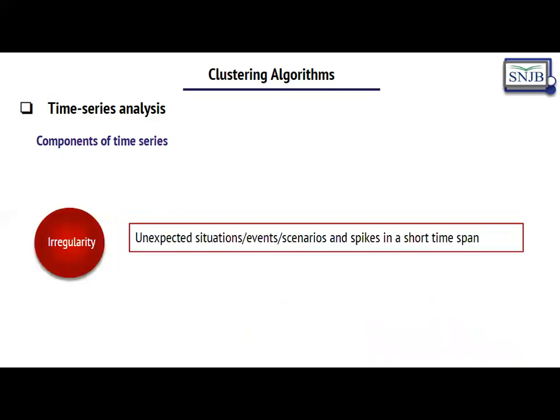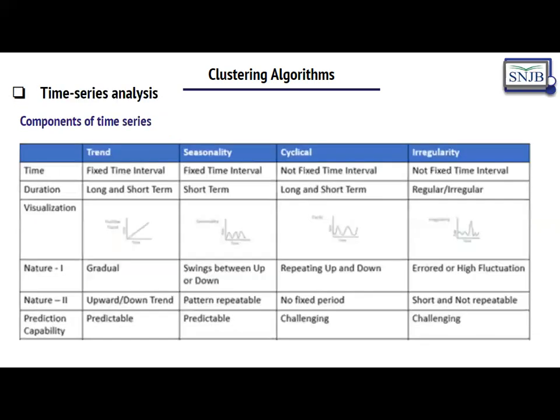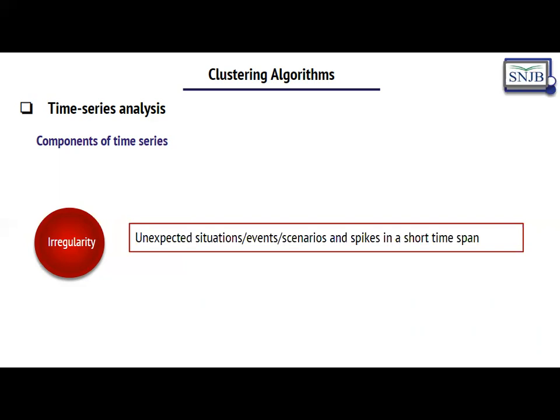Now, next one is irregularity. So irregularity means what? Unexpected events with spikes in a short interval of time. What we can observe in irregularity, take the example of a flood.